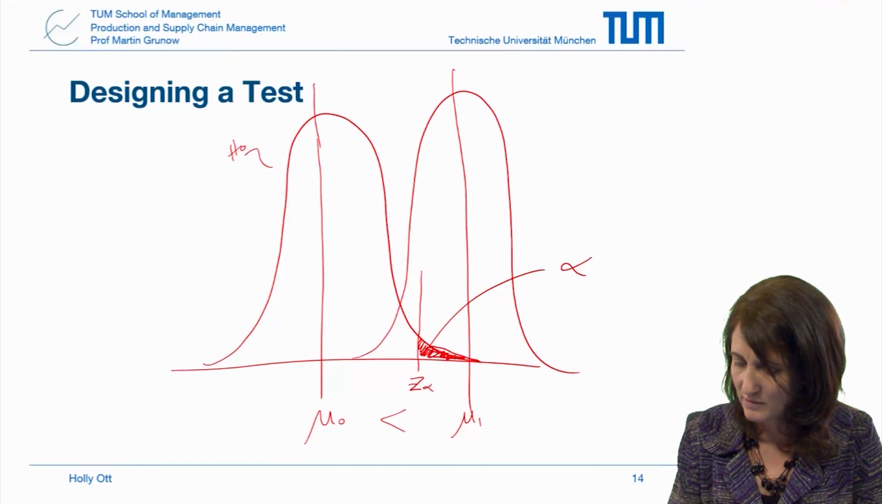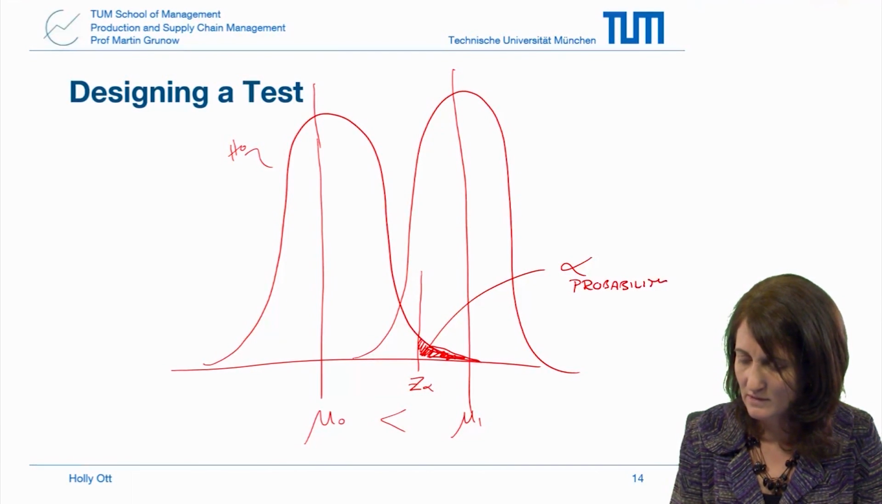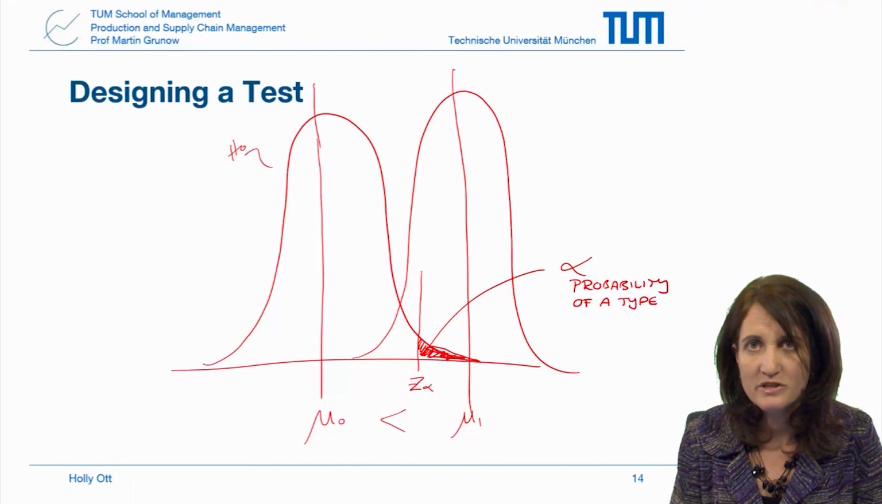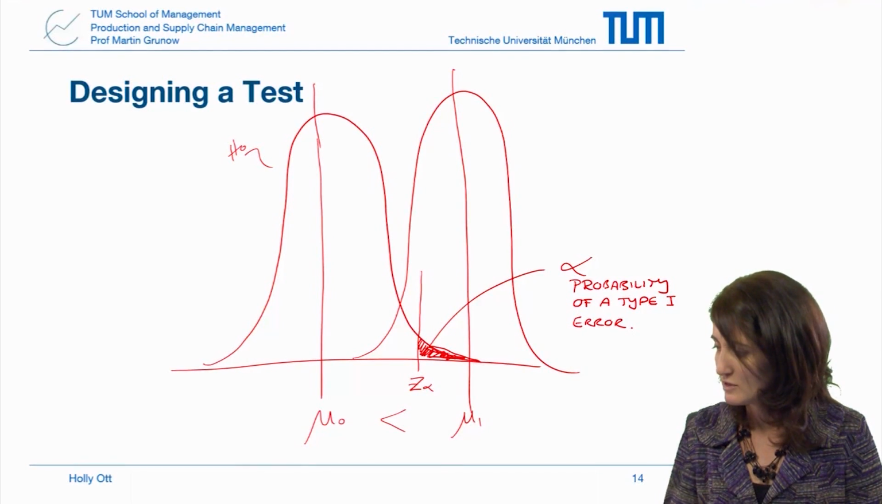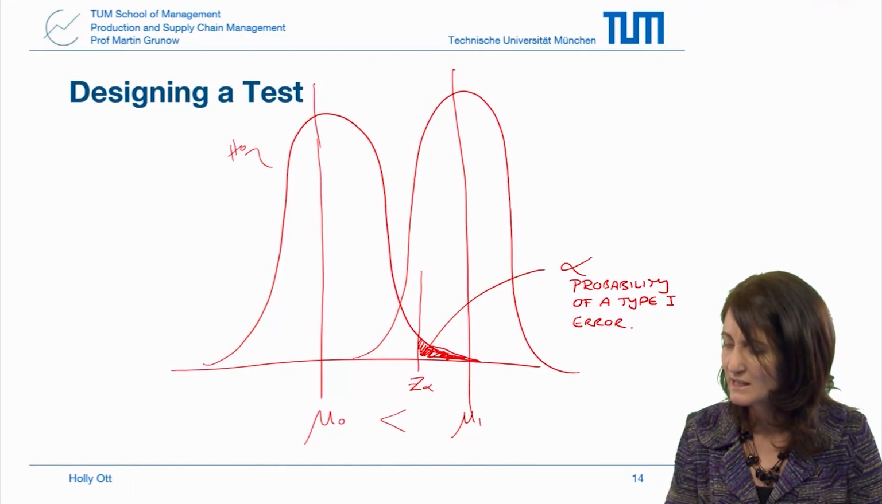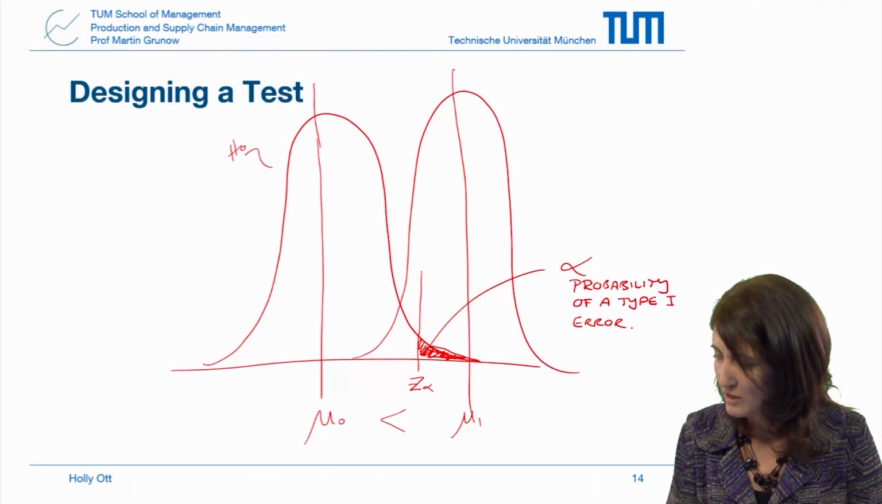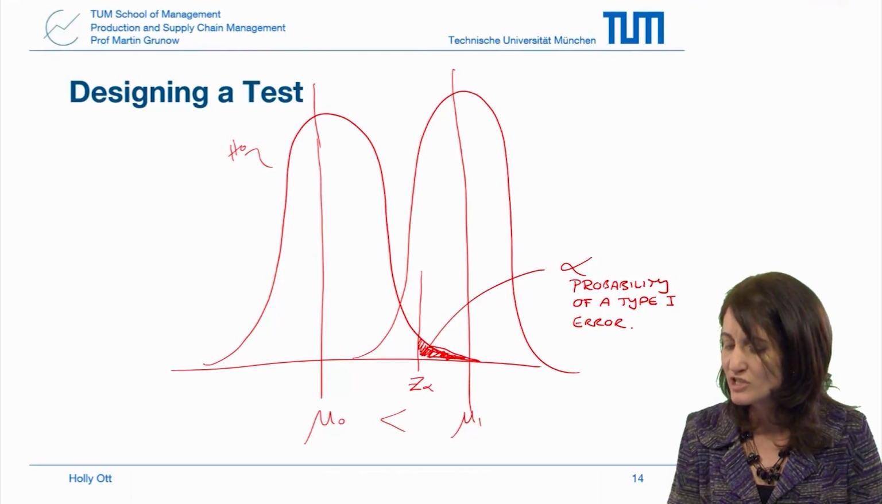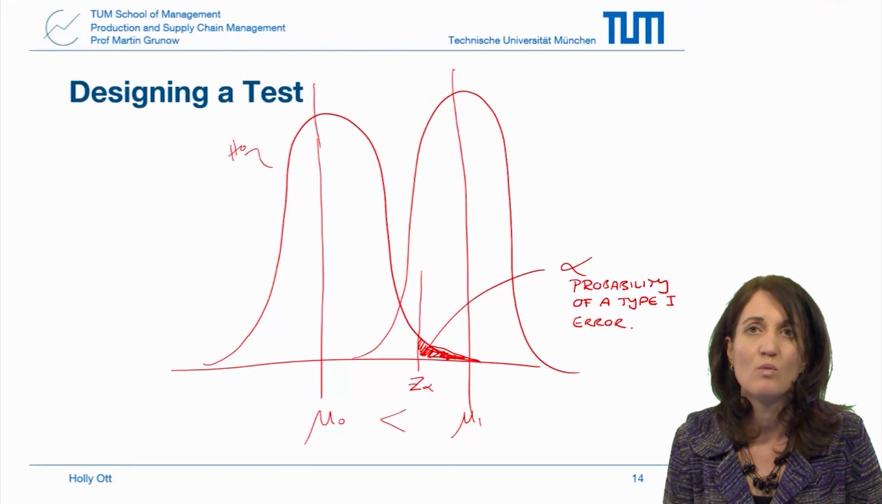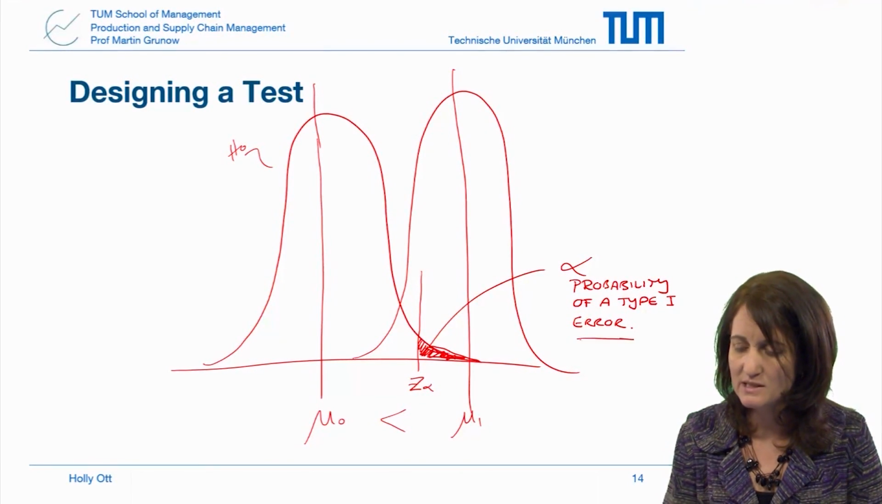So this is going to be the probability of a type 1 or 2? Type 1 error. The probability of accepting the claim H1 when it is not valid, we can also say the probability of rejecting the null hypothesis when it is valid. We want to keep this small.